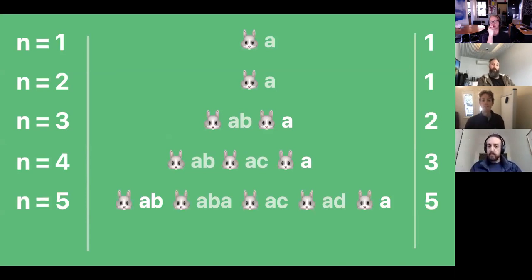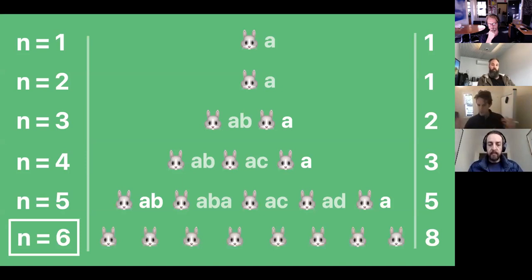So now we get to day 5, right? A bit more complicated, but the same principle. A comes along, it gives birth to AD. AC comes along, can't do anything. AB comes along, but this time AB has waited 2 days, so it can give birth to ABA. So we have 5. And basically this pattern goes on. If you go to the next step, we see that you actually get 8 rabbits. So on the 6th day, you have 8 rabbits.